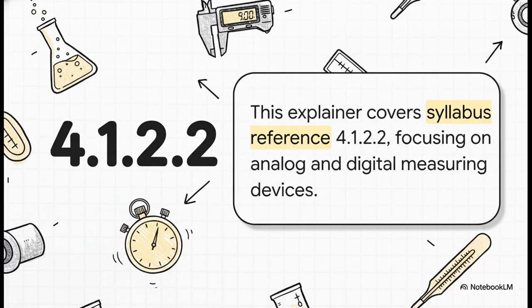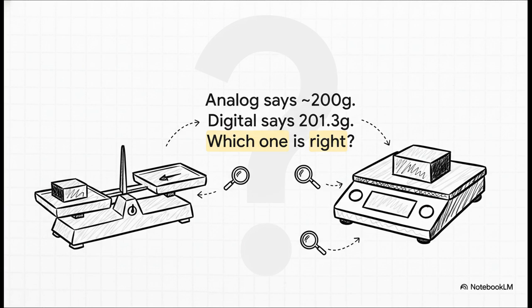And hey, for those of you studying, you're in luck. This whole explainer is designed to break down Syllabus Reference 4.1.2.2. So we're going to cover everything you need to know about using these analog and digital measuring devices in your science investigations.